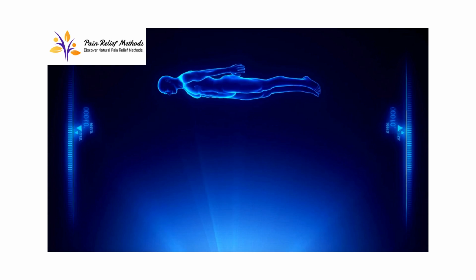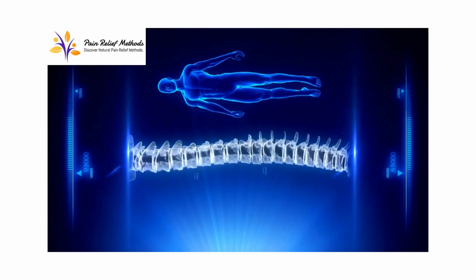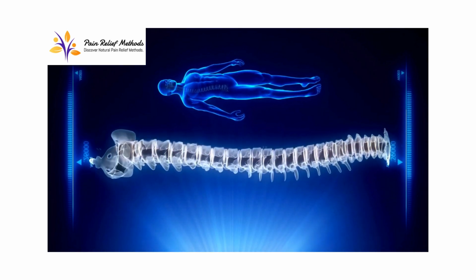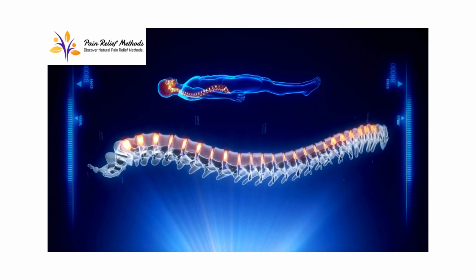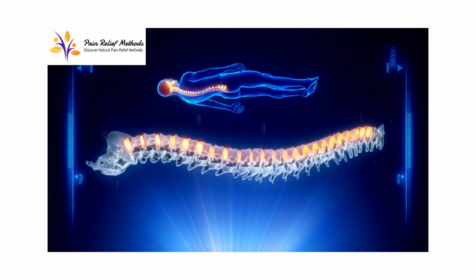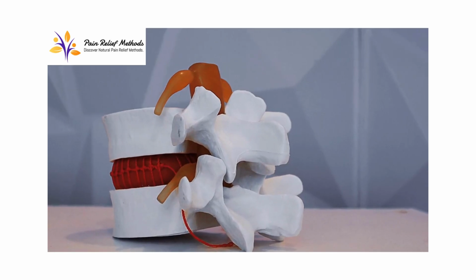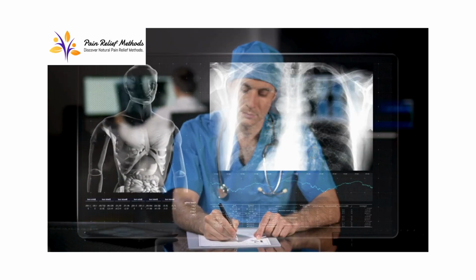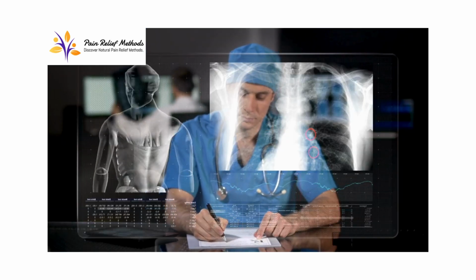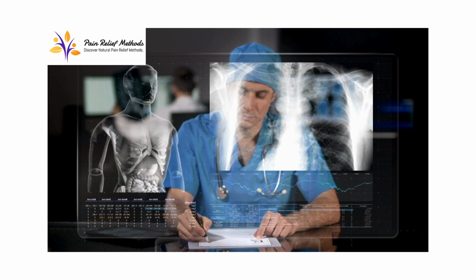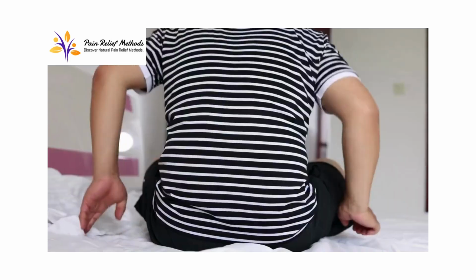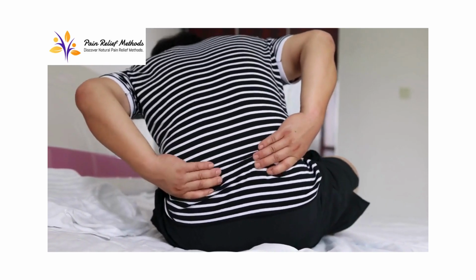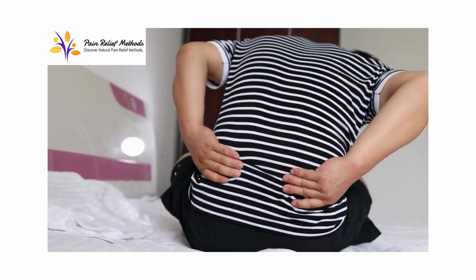Artificial disc replacement: instead of removing the damaged disc and fusing the vertebrae, a synthetic disc is implanted to maintain spine mobility and reduce the risk of further degeneration. Surgical procedure. Preoperative preparation: imaging tests, MRI, CT scan, X-ray, help the surgeon pinpoint the exact location and extent of the herniation. Anesthesia: the procedure is usually performed under general anesthesia.